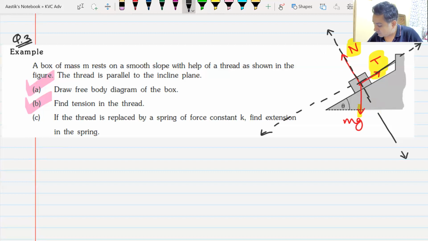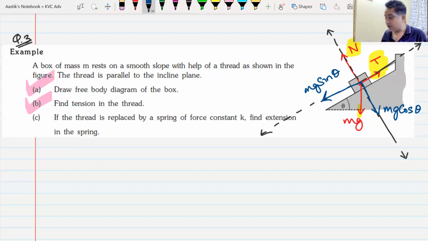So we'll have to resolve this mg into two components. And we resolve it like this. One component always comes here and the other component always goes here. You don't have to do it again. You just remember that this component is mg cos theta and this component is mg sin theta always. Now you can make your equation along the x-axis and y-axis.